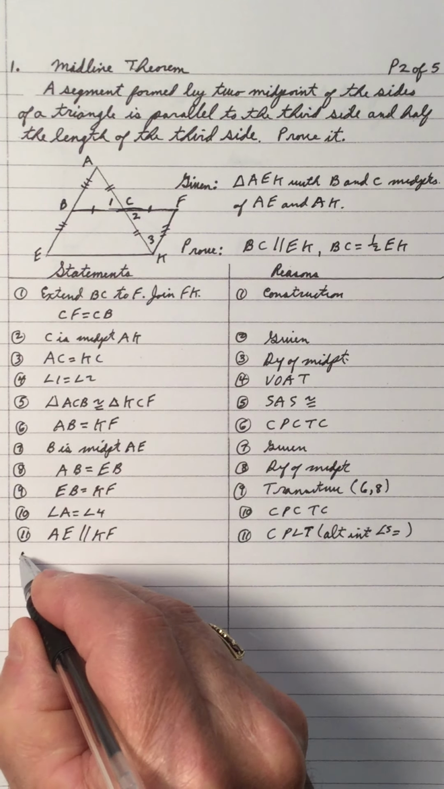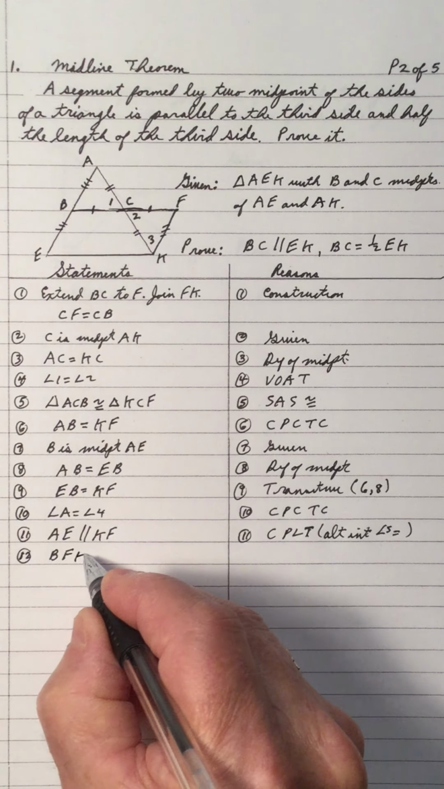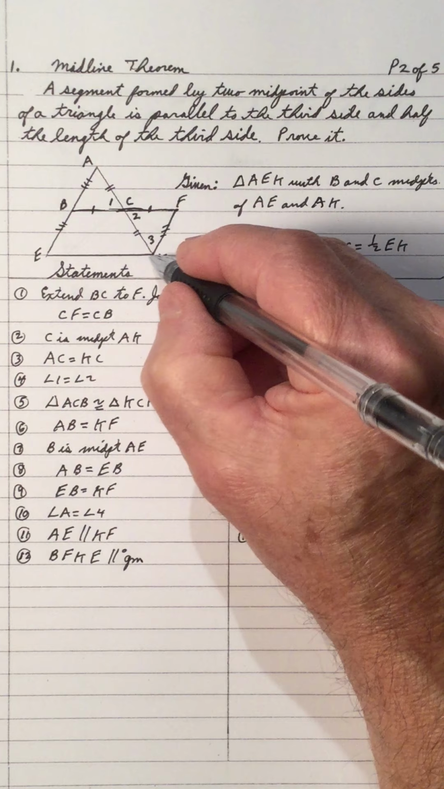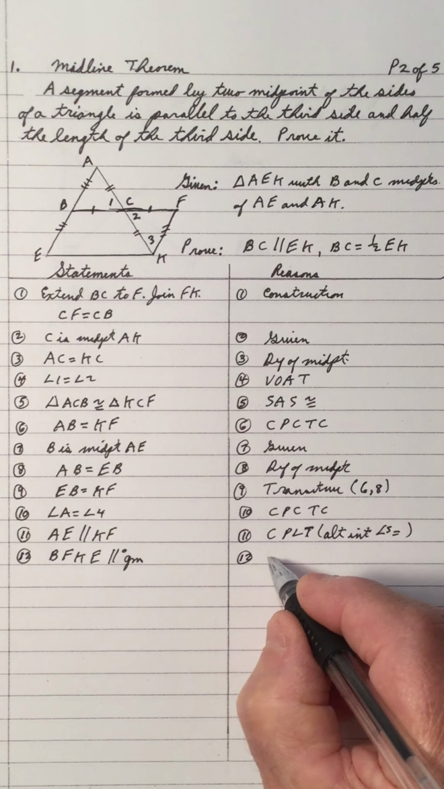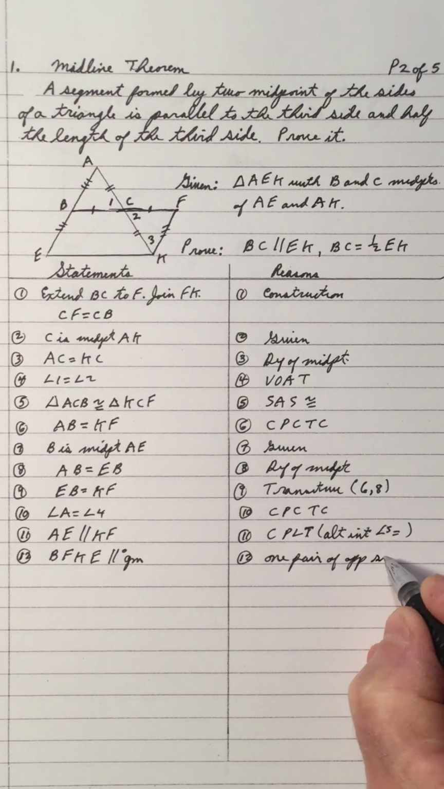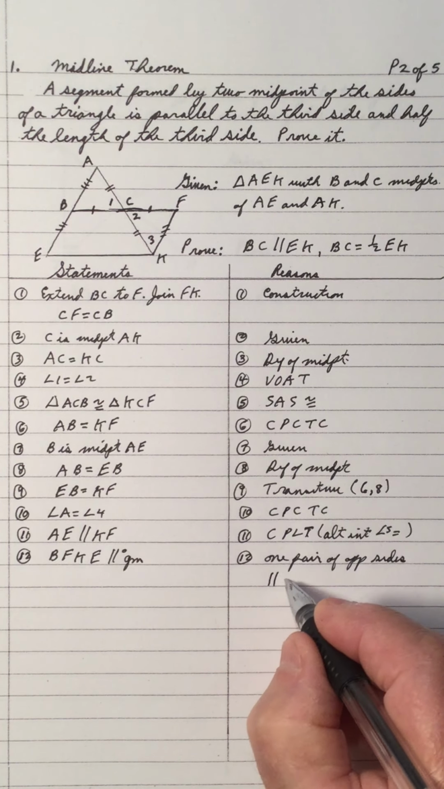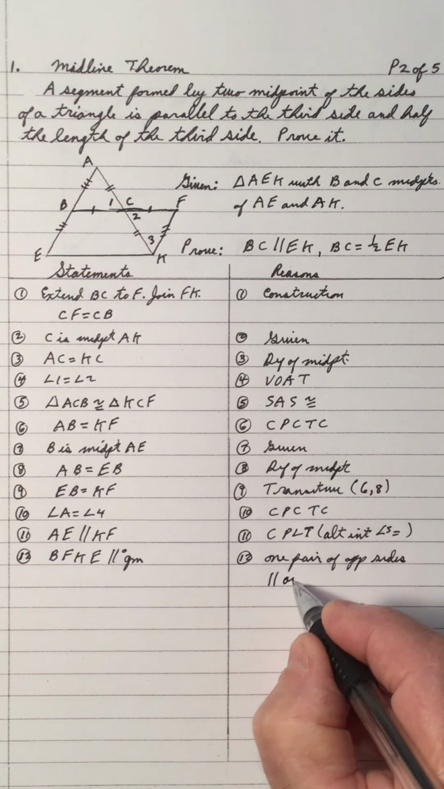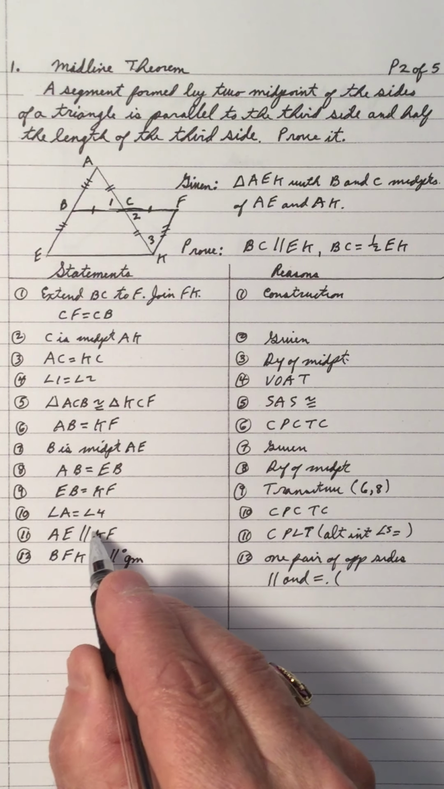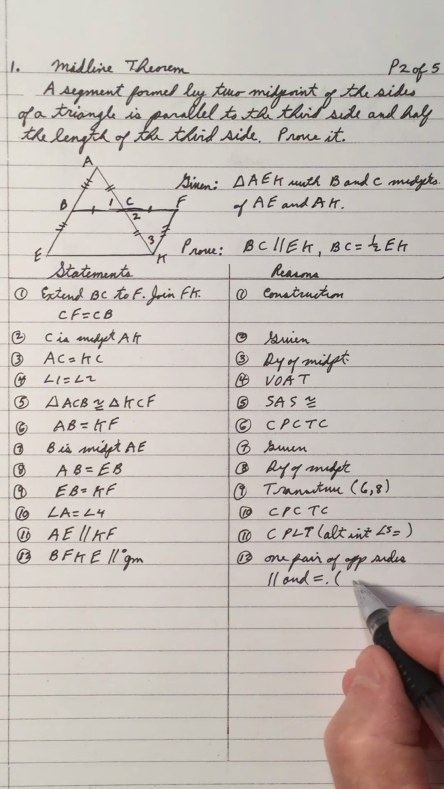So that means that we have BFKE is a parallelogram. BFKE is a parallelogram because we have one pair of opposite sides parallel and equal. They're equal right here. EB is equal to KF, and they're parallel here. So 9 and 11 are the two statements where they're equal and parallel.